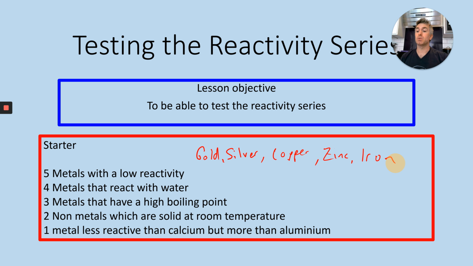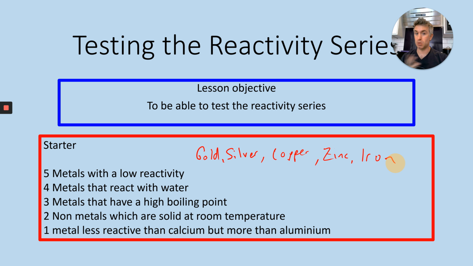Next one, metals that react with water. You can just basically look at the other end of the reactivity series. That would help you. The simplest ones is perhaps to start with the alkali metals. We've got lithium, sodium, potassium, we could even say cesium.